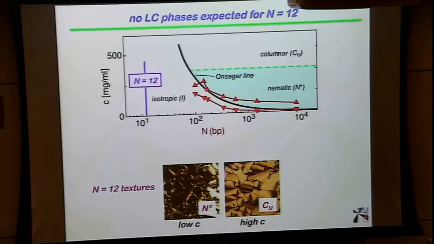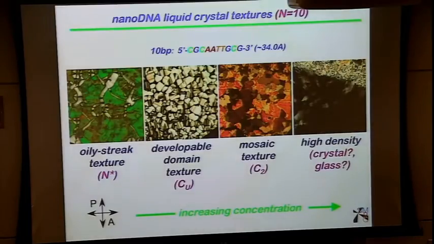All right, so then that's here in the phase diagram. And as it turned out, this stuff has nematic and columnar phases. So down here, we're getting liquid crystals. So this is in the regime where if you just had the Onsager steric interactions, it would have to be isotropic. Okay, so then this is 10 base pairs. That's a little shorter. Nematic and columnar and a more ordered columnar and then some crystal phase.